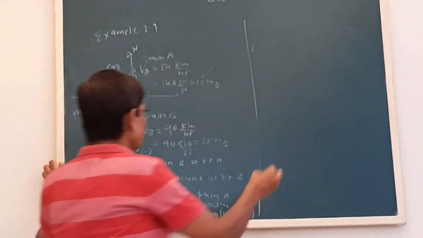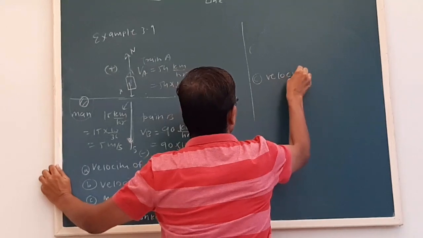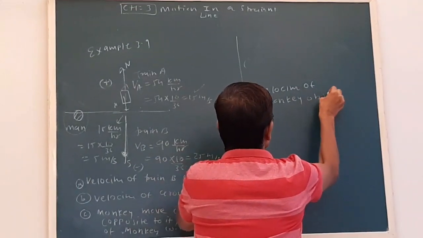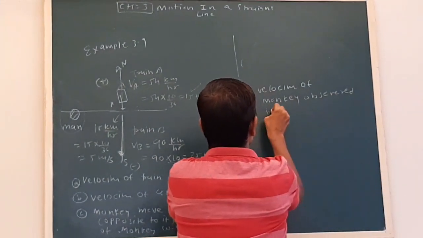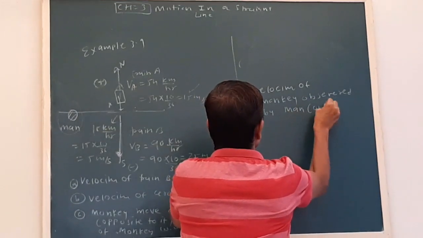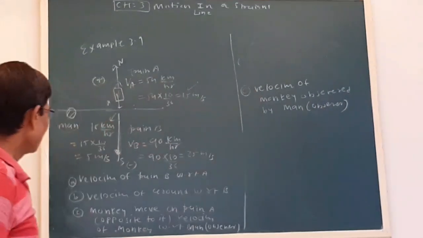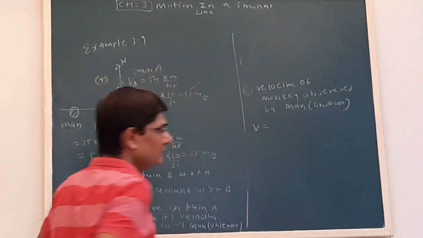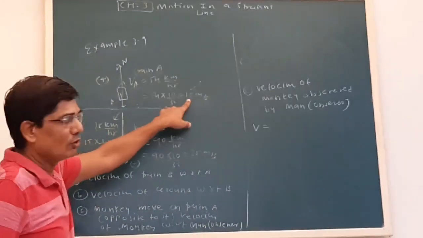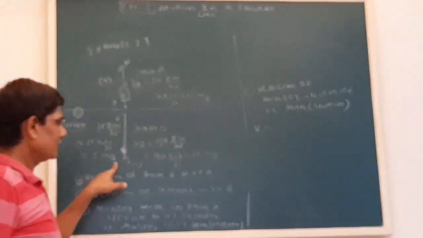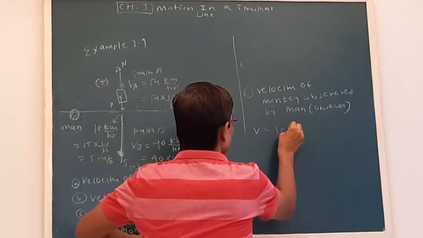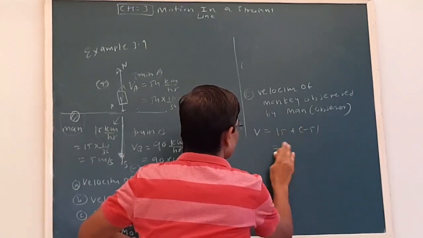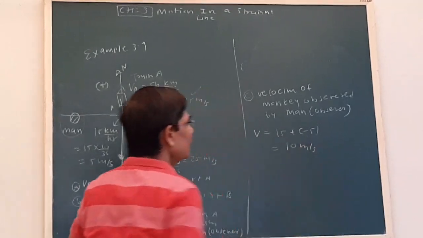Okay, so the velocity of the monkey observed by the man. Now here it is a different reference frame, so that velocity will be just the sum of the two velocities. Now one opposite direction we consider positive, and this we have to consider in the negative direction, so it will be 15, okay, 10 meter per second. Okay, now this is how.